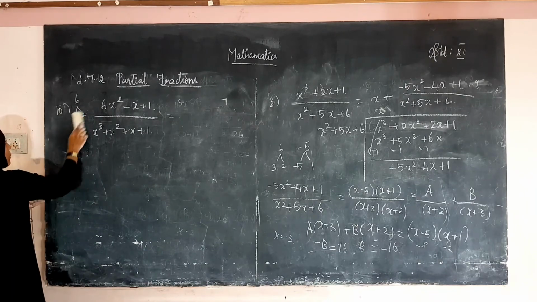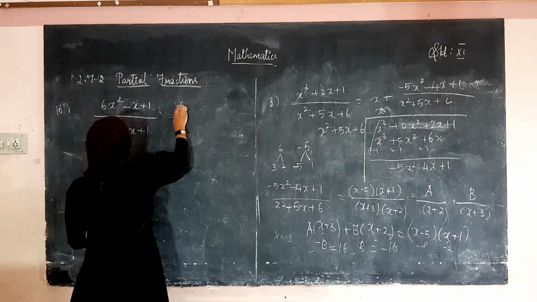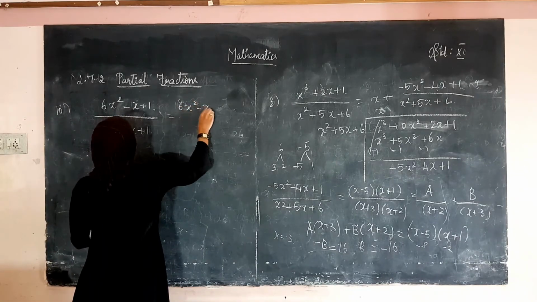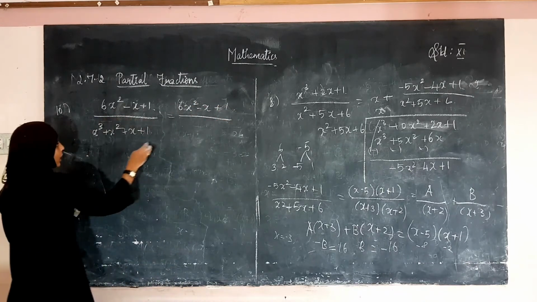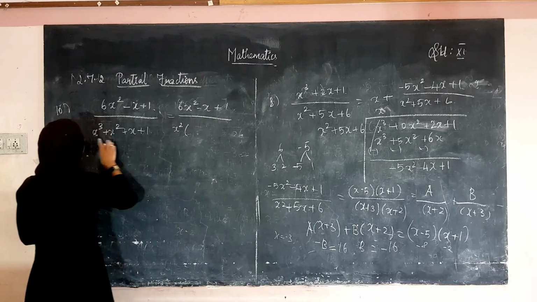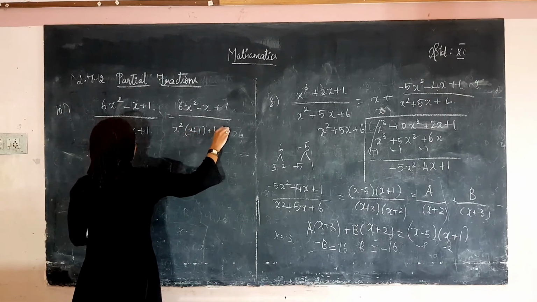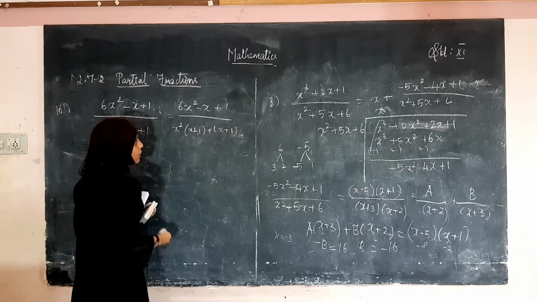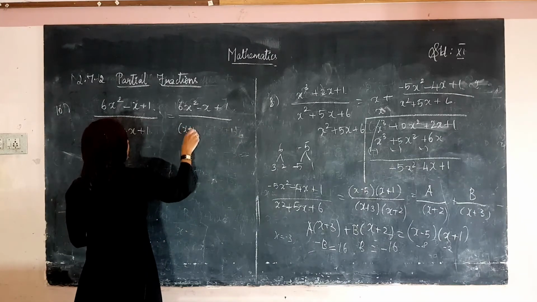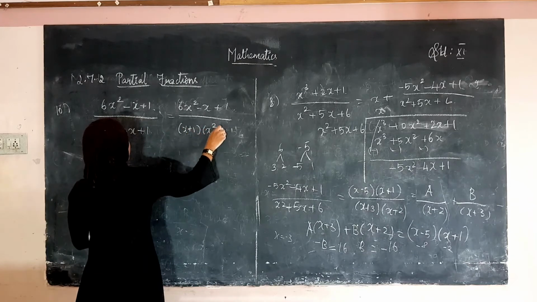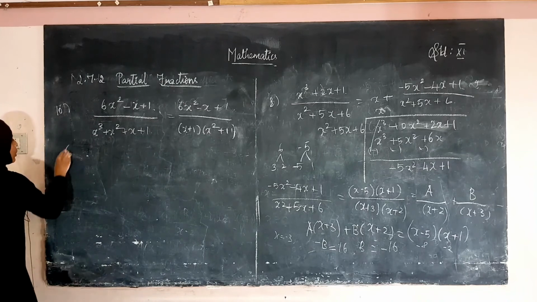So, this can't be factorized. So, keep as it is. Okay, keep as it is. 6 into x square minus x plus 1. Now, take this x square outside. If we take x square outside, what happens? We will be getting x plus 1 plus x plus 1. And from here, take this x plus 1 outside. So, what will we get? X plus 1 into x square plus 1. Okay, this is what you have to resolve.